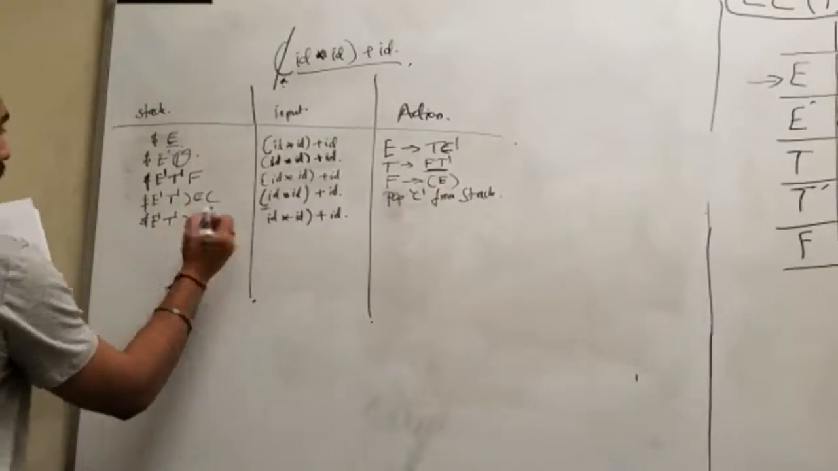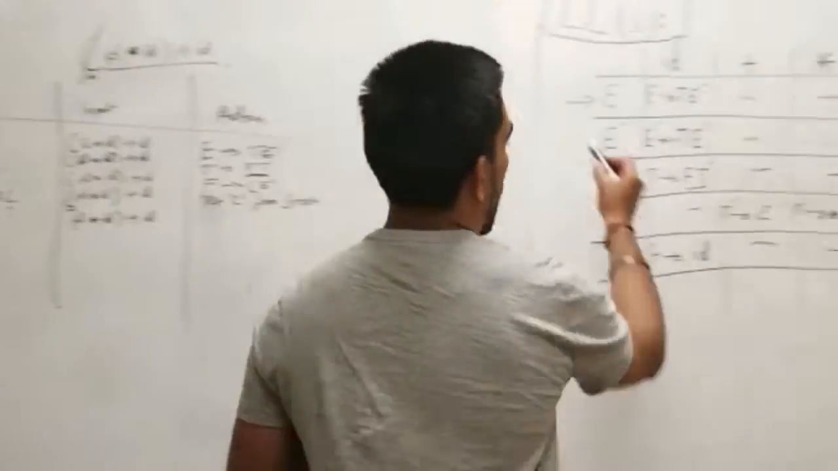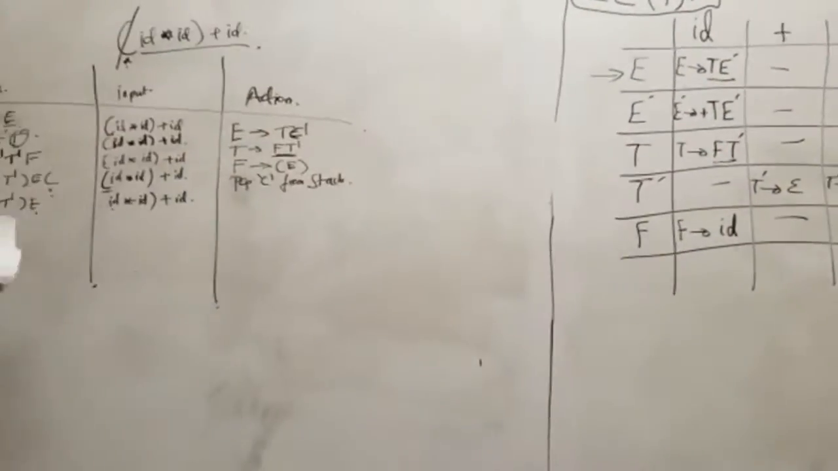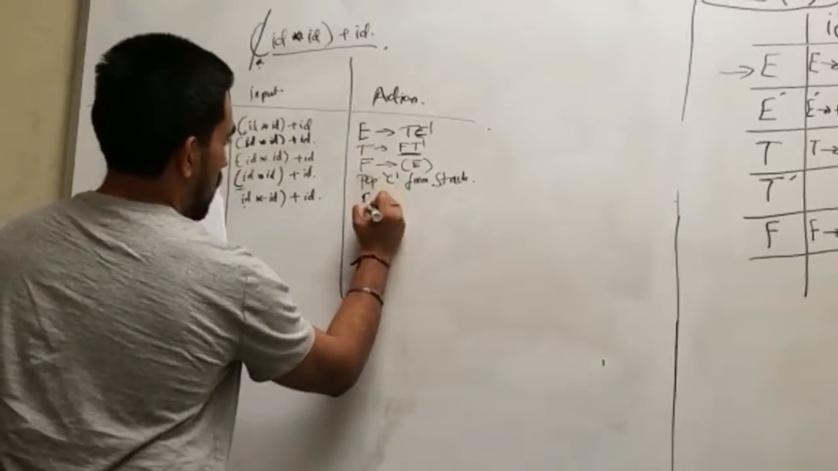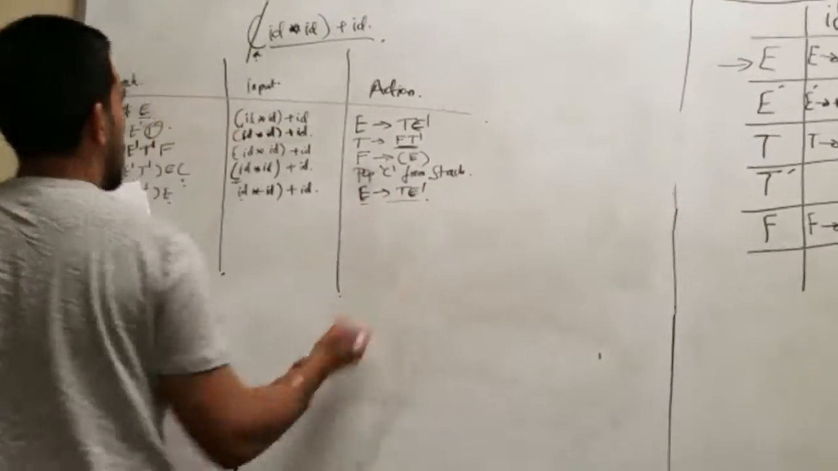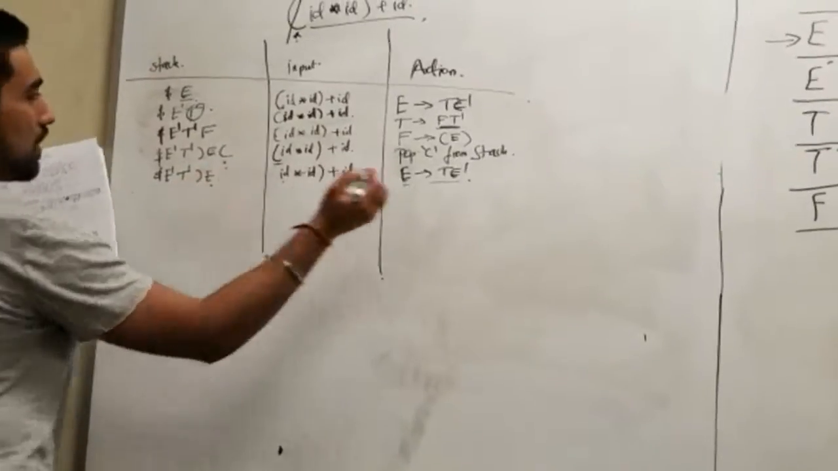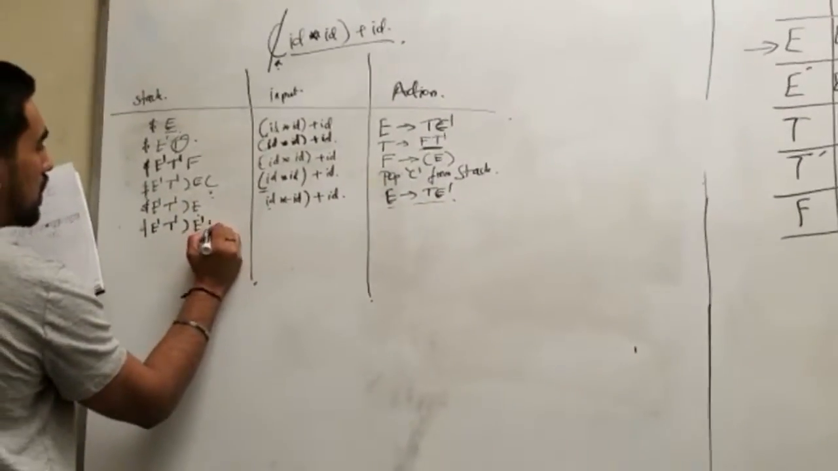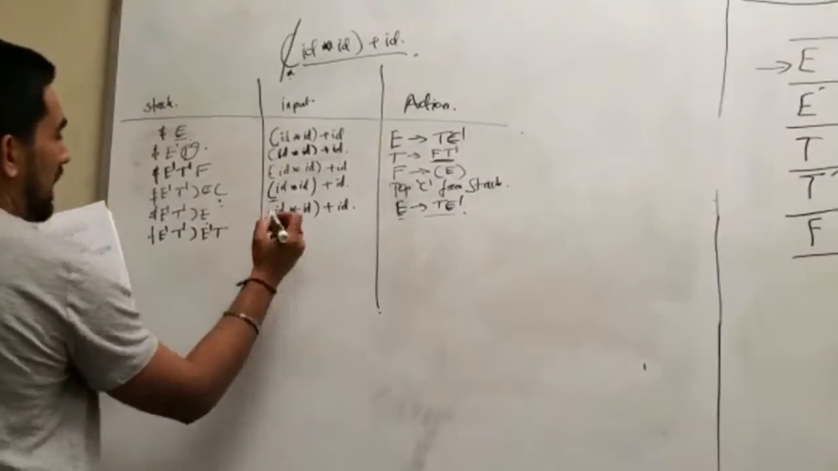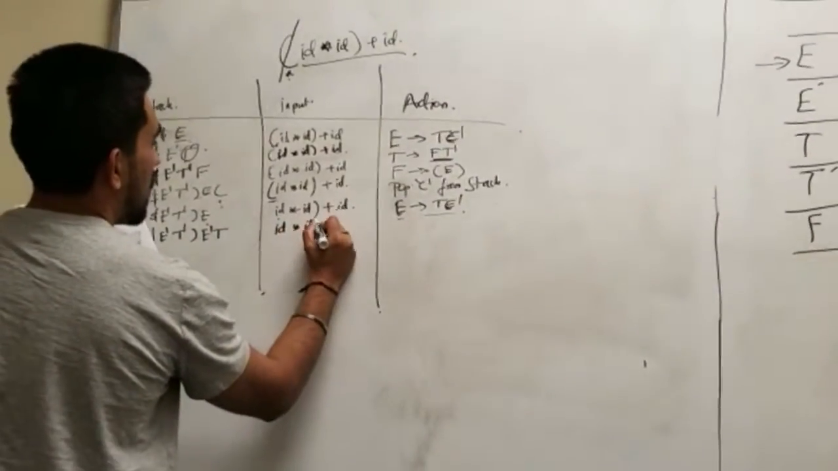Now for E and ID, we have to check the table. For E and ID it is again TE bar. So we need to write the action E to TE bar, which we want to perform. Now we'll replace this E with TE bar. We still didn't get the ID, so we'll write the input as it is.